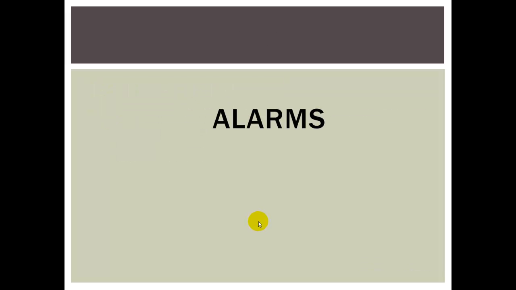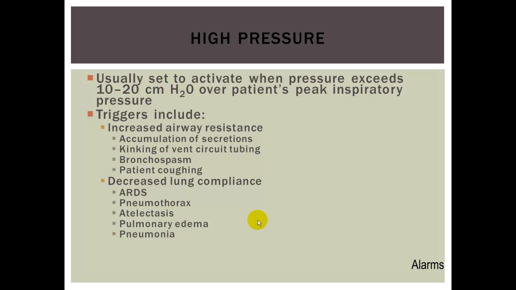Alarms. A high pressure alarm is usually set to activate when the pressure exceeds 10 to 20 centimeters of water over the patient's peak inspiratory pressure. So whatever we set the peak inspiratory pressure to, most monitors, if they're critical care, will have a high pressure alarm that you can set as well.